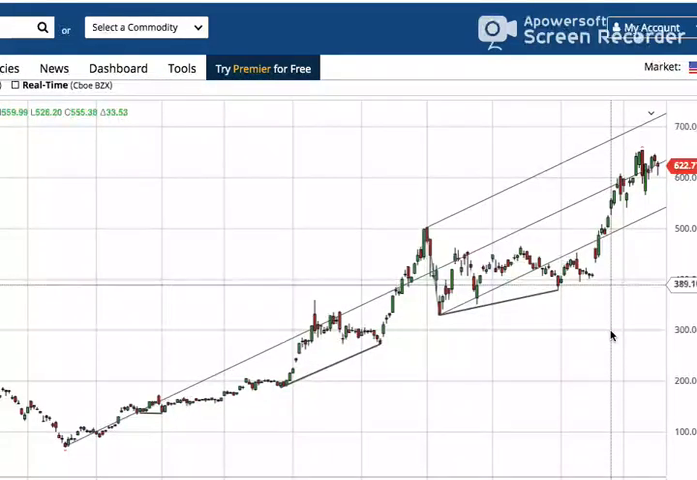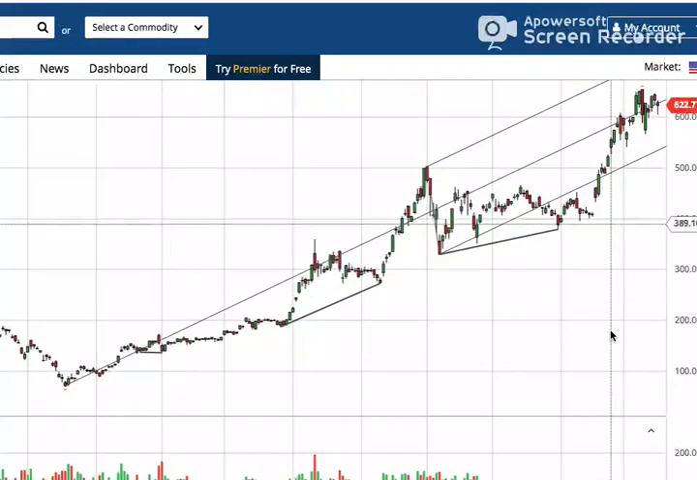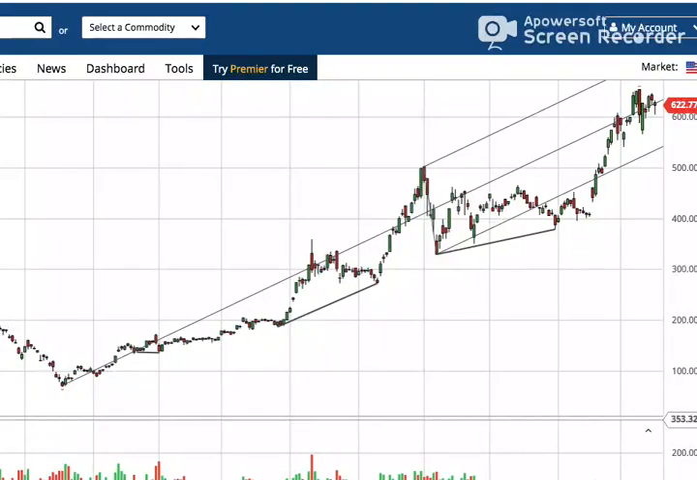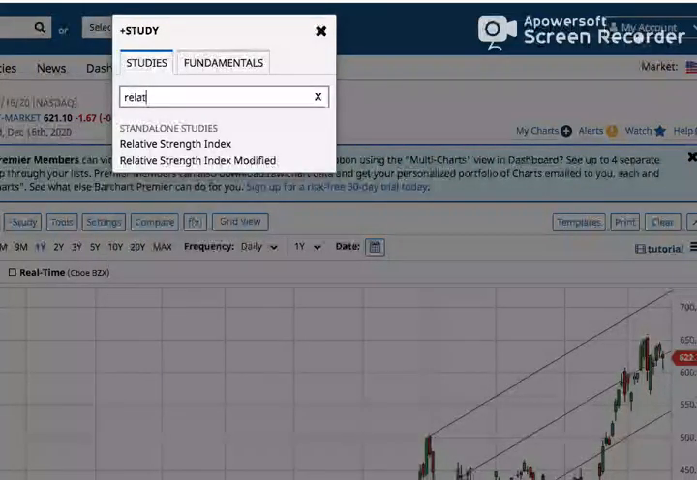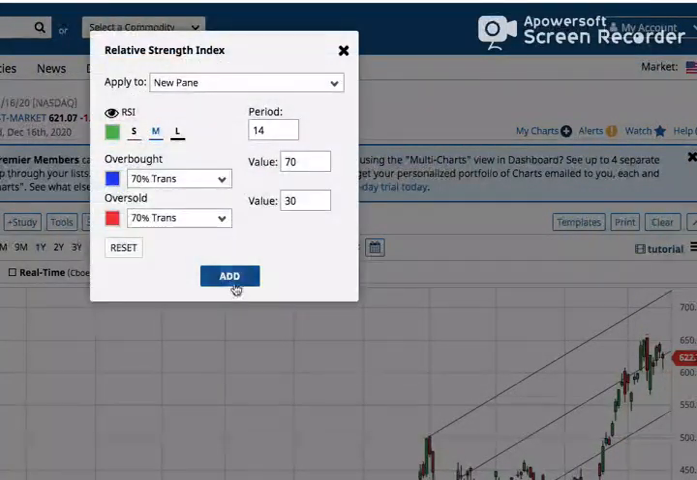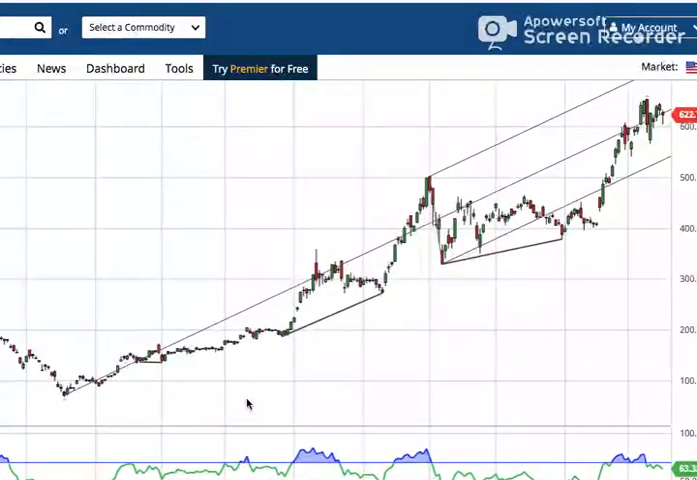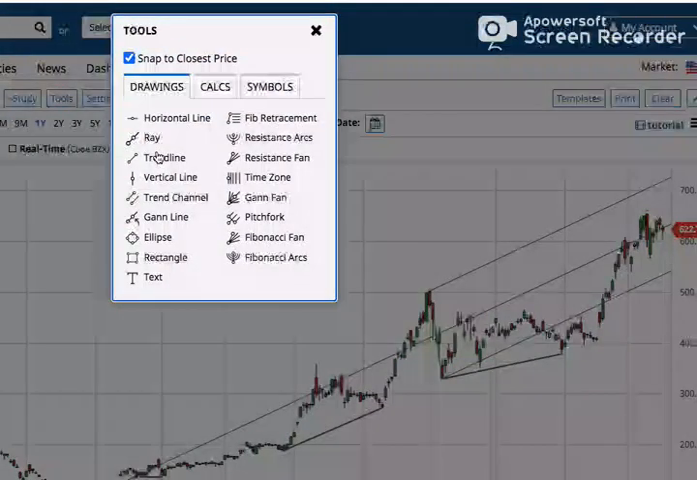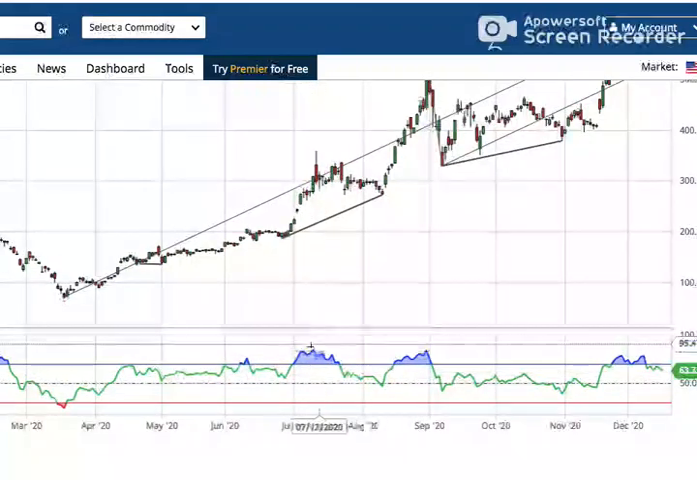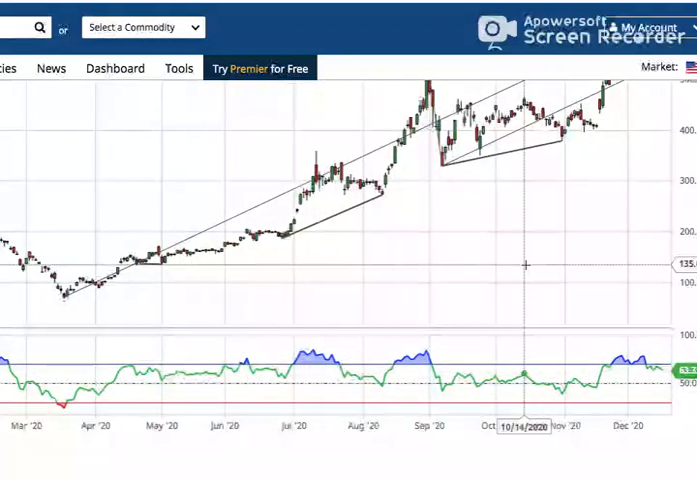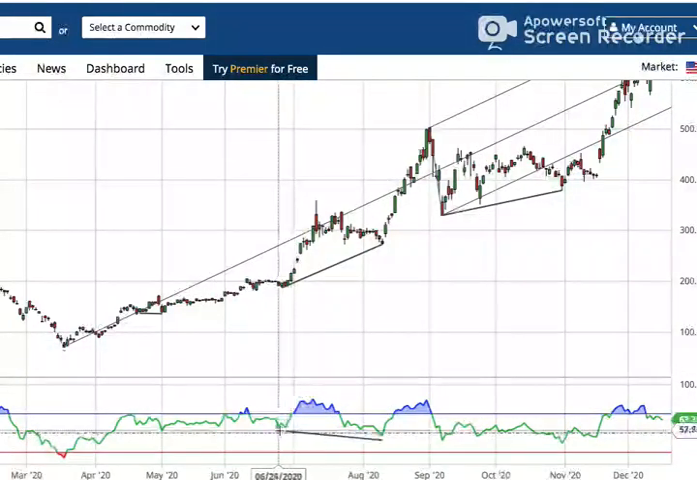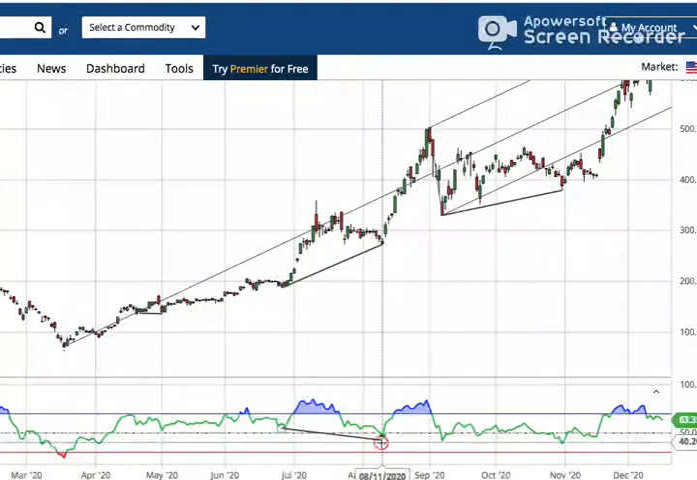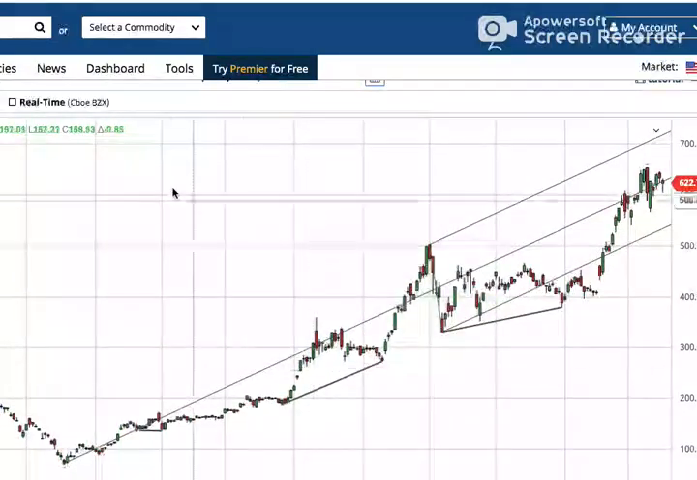Okay, so Tesla is a really great example of two things. One, the Andrews pitchfork. But two, another principle that I want to introduce in this video is the concept of hidden divergence with the relative strength index. A lot of people know the relative strength index and the concept of divergence, and they're using it at the highs and the lows to predict major trend changes. As we know as technical traders, it's a lot more common that a trend will continue in the same direction than that it will end.